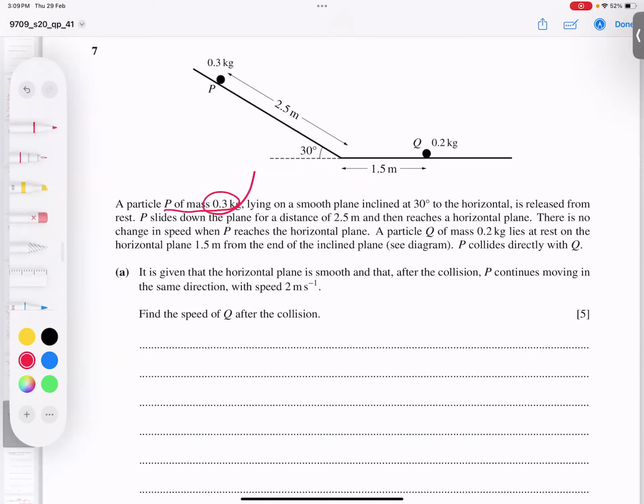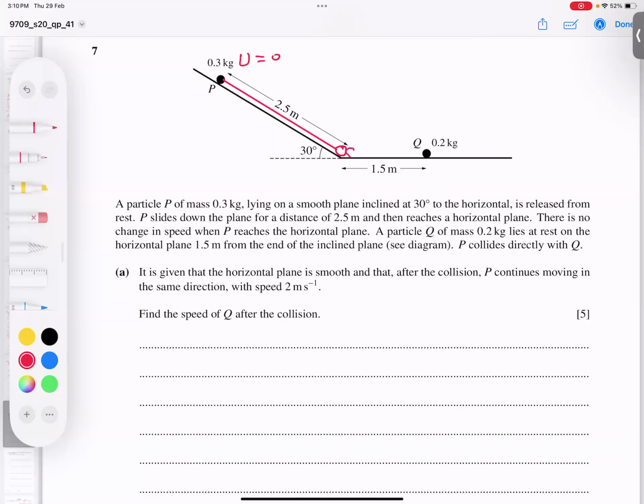A particle of mass 0.3 is on a smooth plane inclined at 30 degrees, released from rest. So it means the starting velocity is 100% zero. The data is written already, so I will not write it again. The distance is 2.5 meters, and then it reaches the horizontal plane. I just make an extra part here. It will reach here.